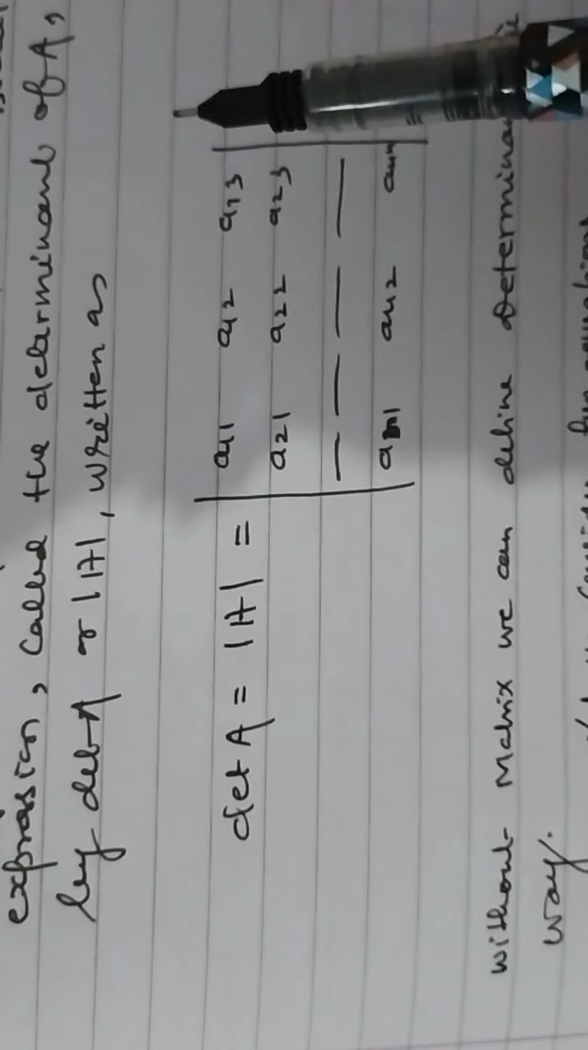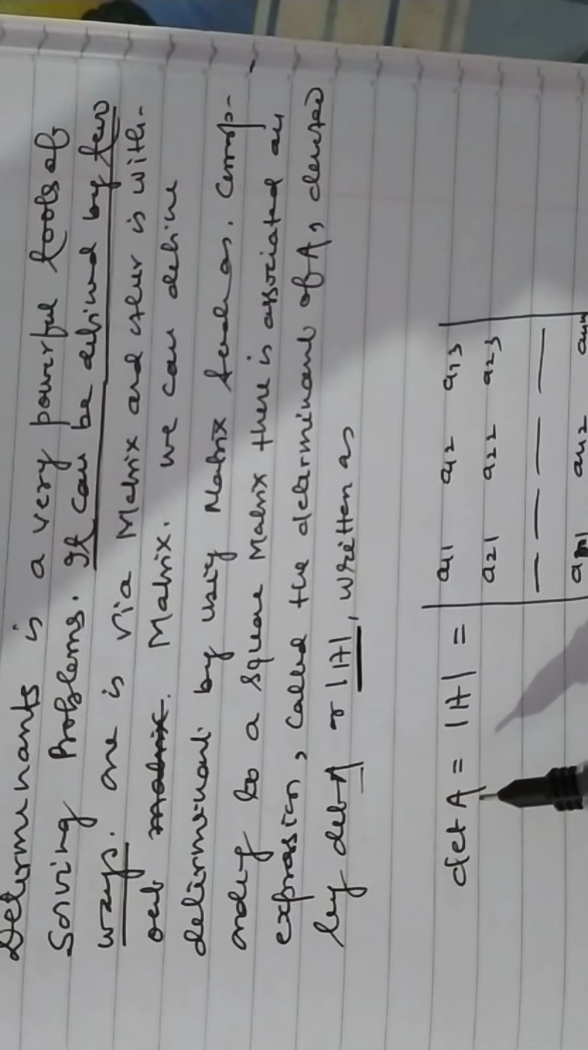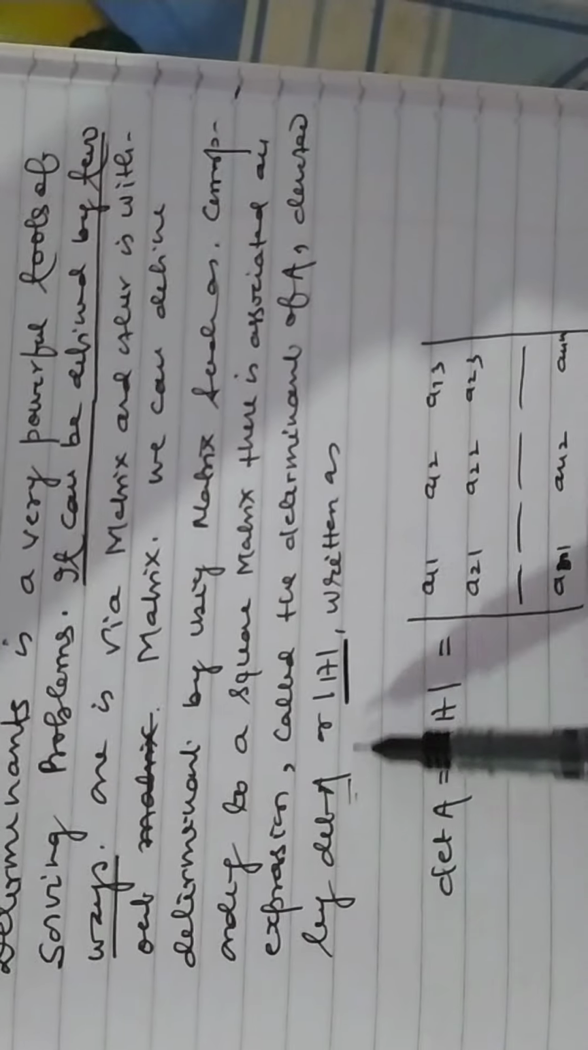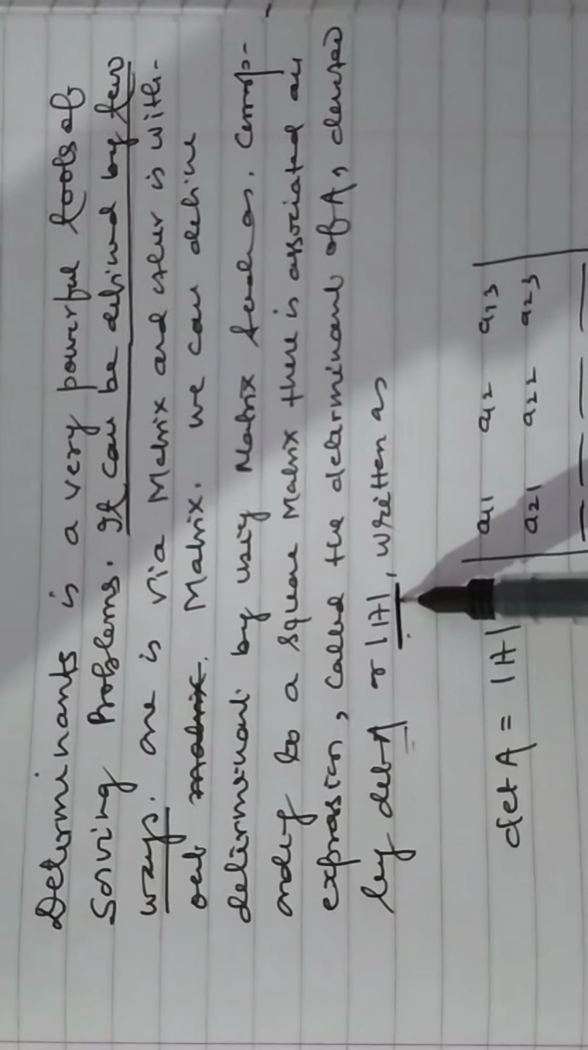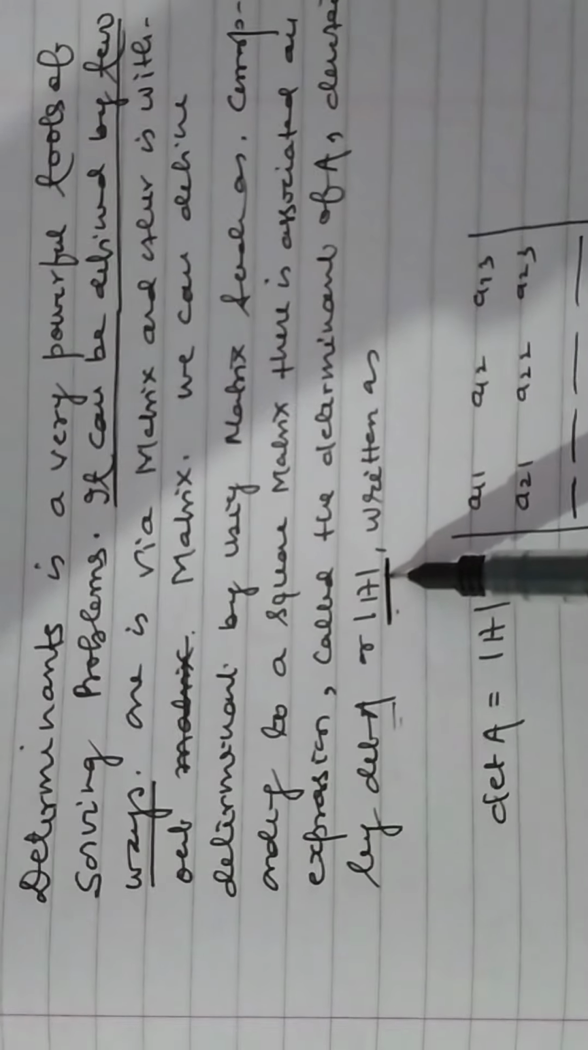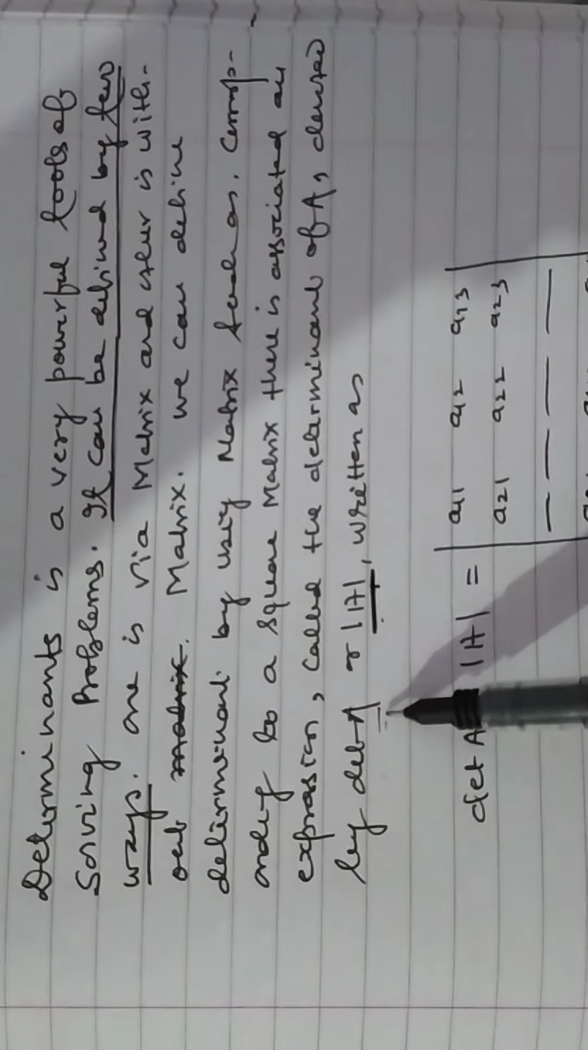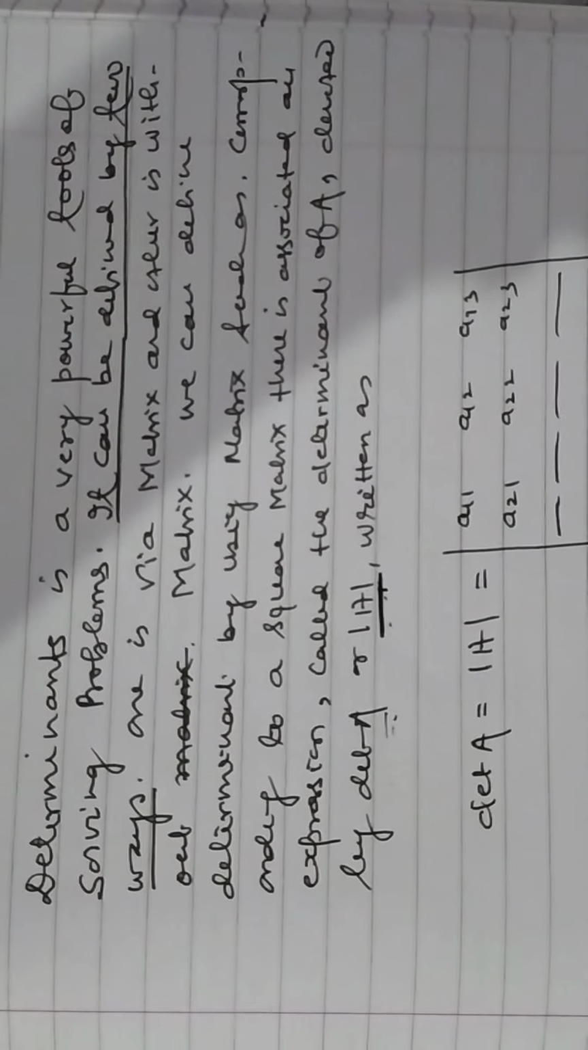And the most important point is that a determinant can be written as det A, or it looks like a modulus. But it is not modulus, it is determinant. Generally students get confused that the modulus of A is the determinant. No. The value of the modulus of a number is always positive. But here it is a determinant. It may be positive and may be negative.